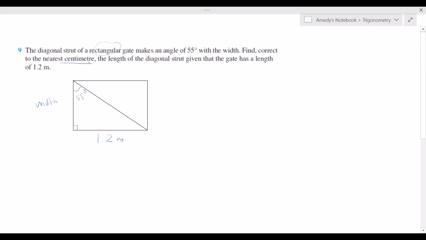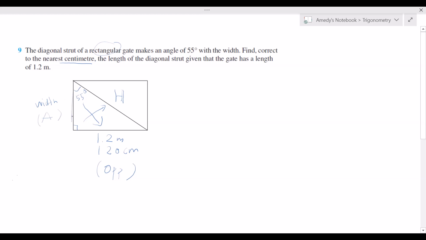Now, as the question says nearest centimeter, I would like to change it to centimeter before my calculation, or you can change it afterwards. It's completely up to you. Now, let's label the sides of this right angle triangle. The longest one, which is opposite the right angle, is labeled as hypotenuse. And the one opposite to the angle given is the opposite. That's why the name is given. And the one next to it, this line, is called adjacent.